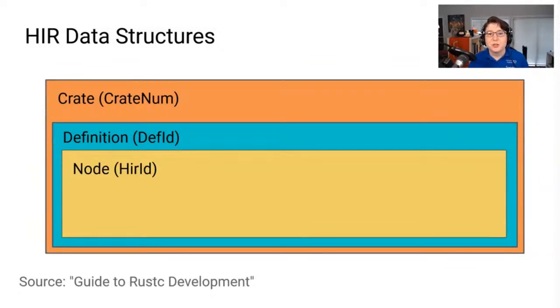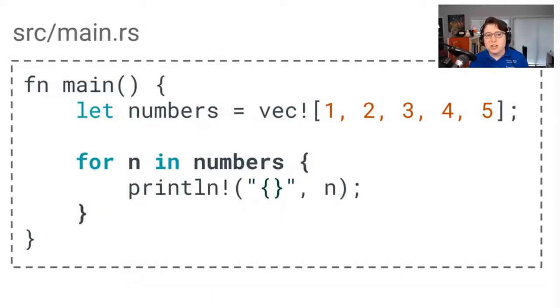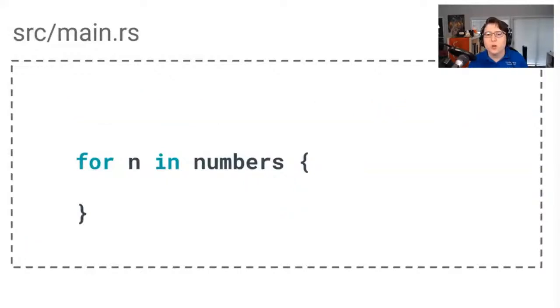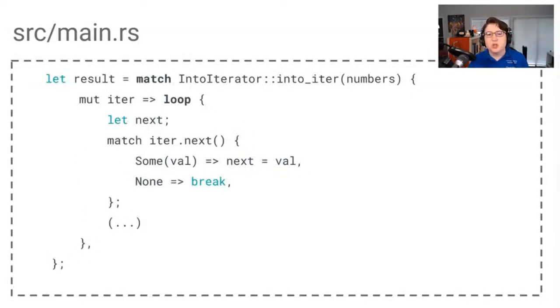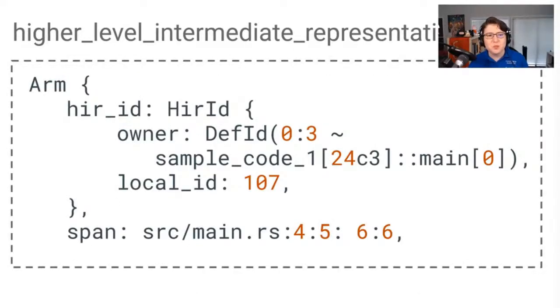It stores the contents of the crate we are compiling and also contains a number of maps and other things that help organize the content for easier access throughout the compilation process. This crate is identified with a crate num. This is the original Rust source code we are compiling. And let's focus on this section here, the for loop that iterates through the numbers vector. Remember, this for loop desugars into a match statement and a loop. If we look at the node in the HIR that represents this match statement, we would see something similar to this. It's a little hard to read for humans, so let's go ahead and break this down.